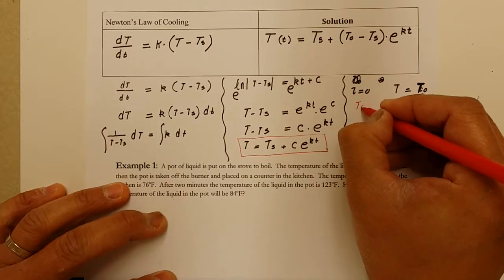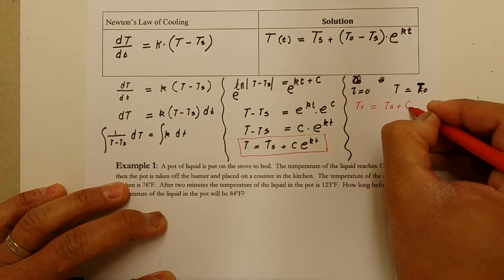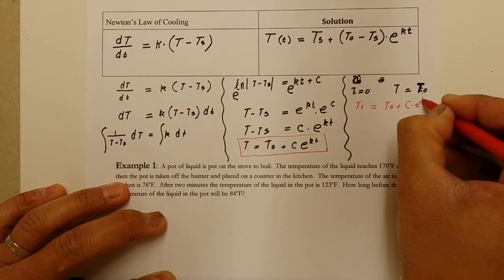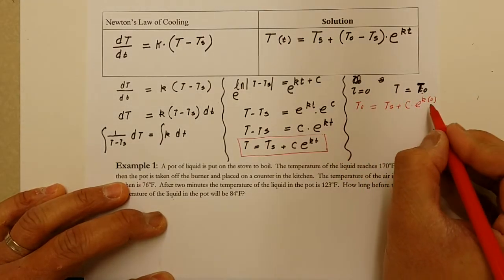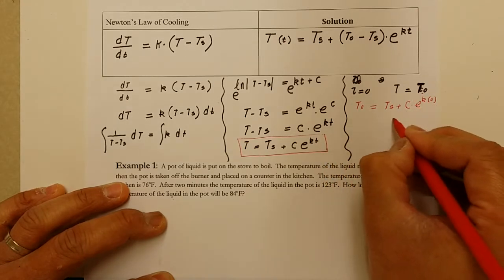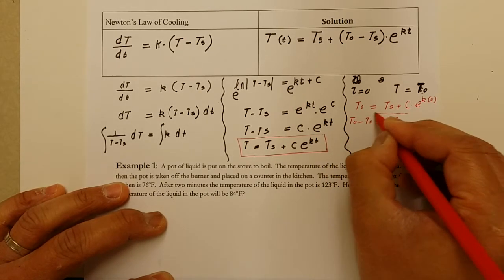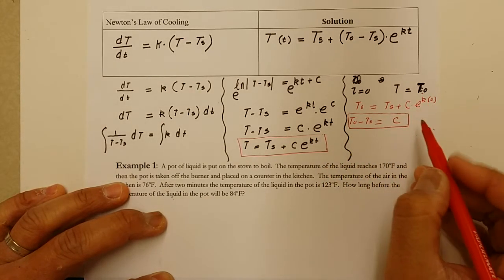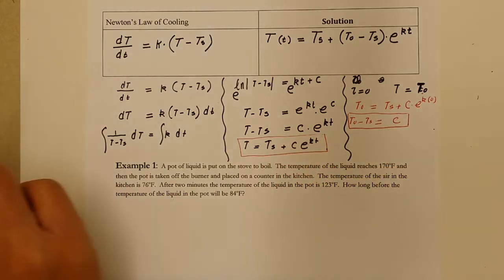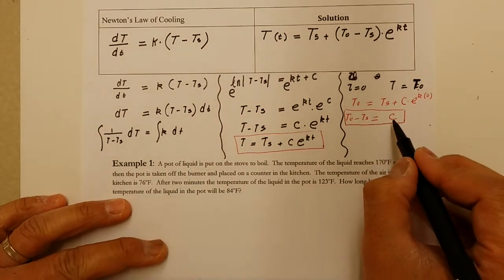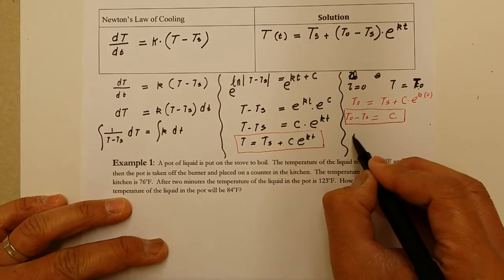So T naught equals T sub s plus C e to the k times 0, because we're talking about initial temperature. Solving for C, C would equal T naught minus T sub s. Now, if I replace what C is, then I get my unique solution, or my particular solution. So replace C with T naught minus T sub s.